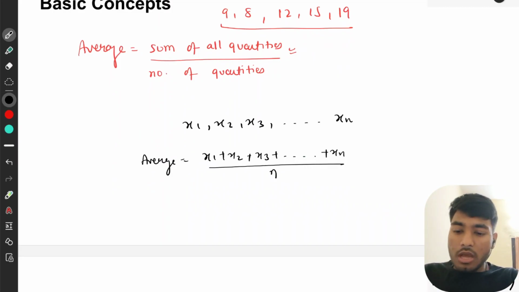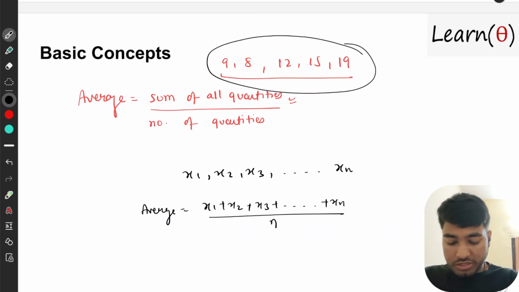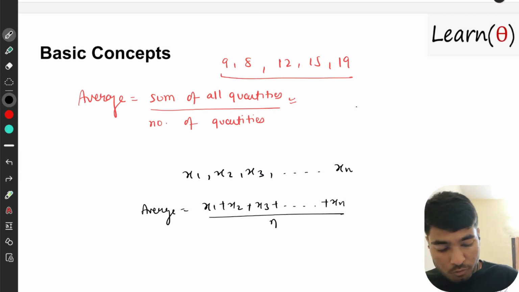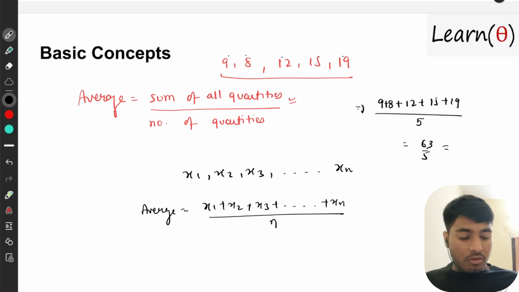I hope you understood this. So this is the way you can proceed with it. If I ask you to find the value of the average for this series, that will be easy for you. You will easily write 9 plus 8 plus 12 plus 15 plus 19 upon how many numbers are given? 1, 2, 3, 4, 5. 5 numbers are given here, so by 5. This will be 29 plus 34, which gives 63. So 63 upon 5 is equal to 12.6. So the average of all the given numbers is 12.6.